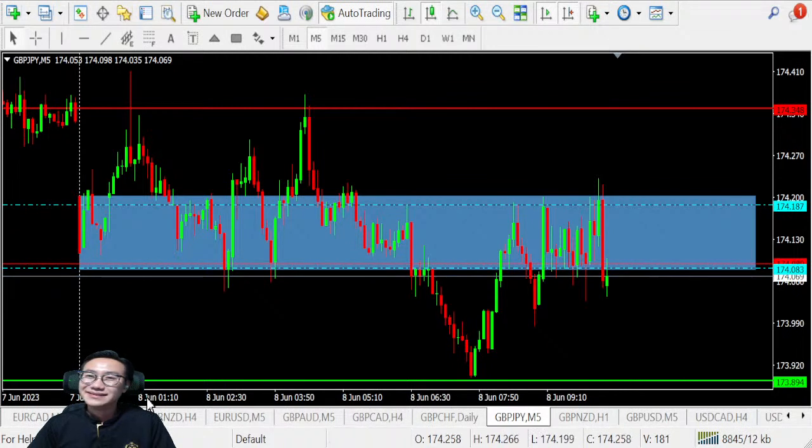For pound dollar and pound yen, we are actually coming in here, so waiting for another lower high to form up.